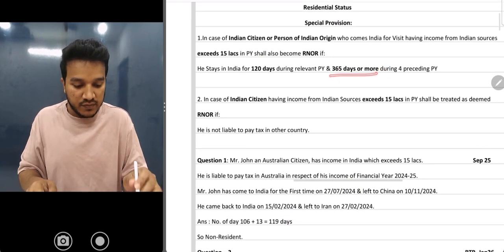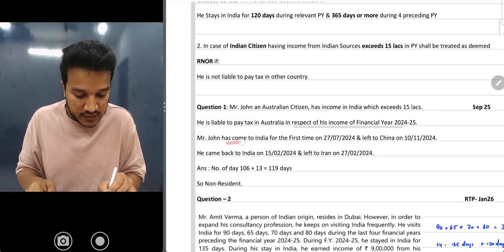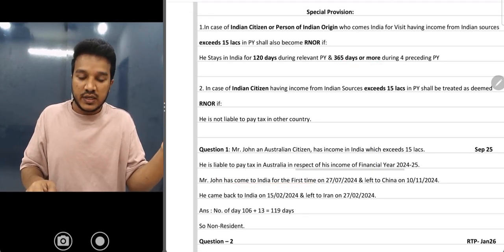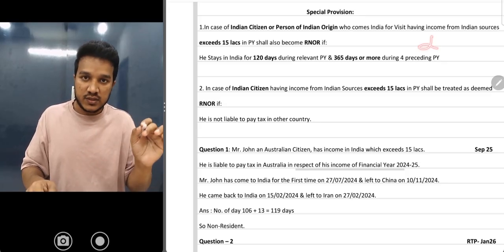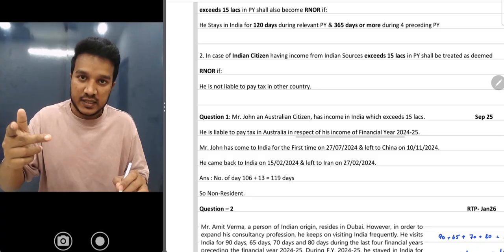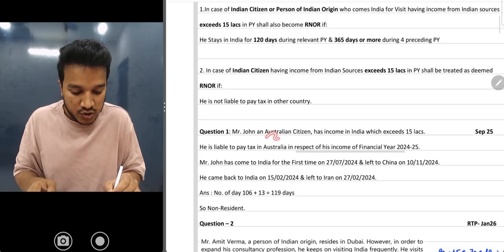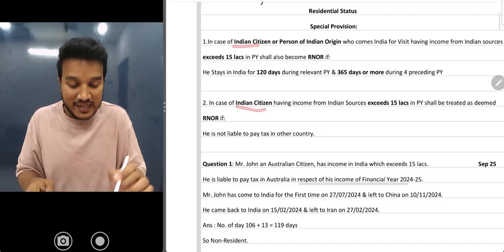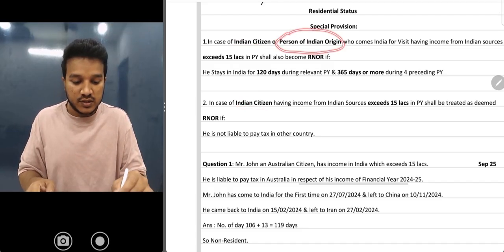So he came to India for the first time. If you see here, John has come to India for the first time. So the previous 365 days, even that he did not satisfy. This condition is also not satisfied. Okay, so he becomes non-resident. Clear? Here is one more catch that you need to understand. Mr. John is an Australian citizen. These two special provisions are applicable for Indian citizens only or a person of Indian origin.